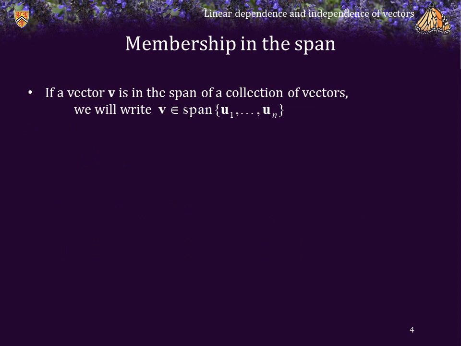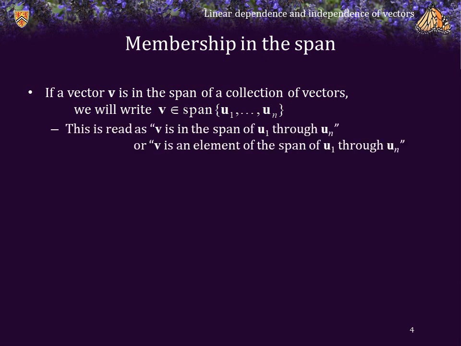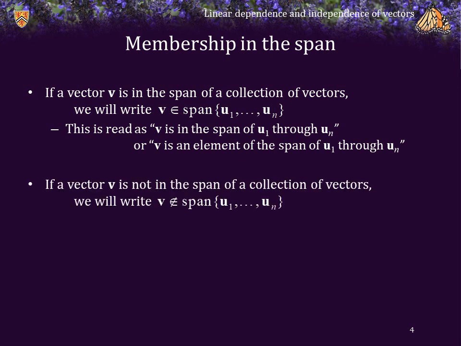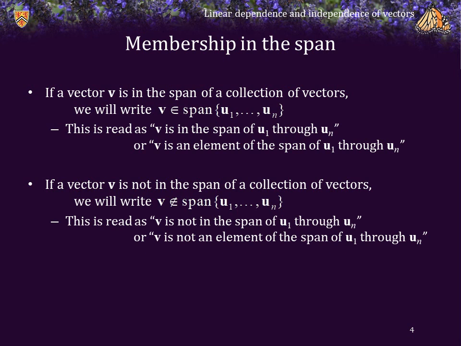Now, if v is in the span of a collection of vectors, we will write that as follows, where we can read this either as v is in the span of u1 through un, or v is an element of the span of u1 through un. Similarly, if v is not in the span of a collection of vectors, we will use the same symbol but have a slash through it, indicating not. And again, we may read this as v is not in the span of u1 through un, or v is not an element of the span of u1 through un.